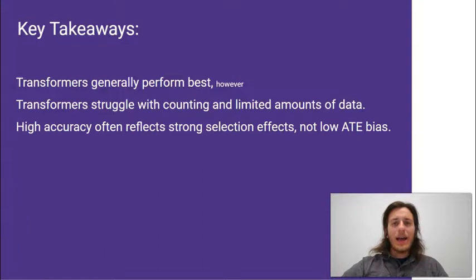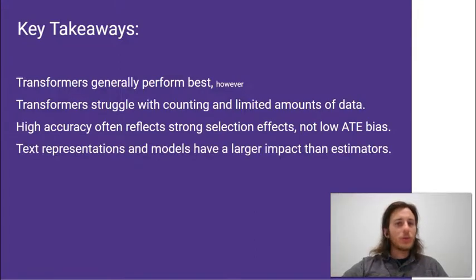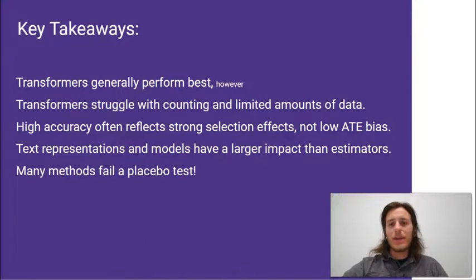We find that high accuracy on propensity scores isn't necessarily a good thing. Often it reflects strong selection effects, not low ATE bias. In general, the choice of text representation and propensity score model has a far greater impact than the choice of ATE estimator. Concerningly, we find that many methods fail a placebo test. They predict a causal connection when one isn't present.